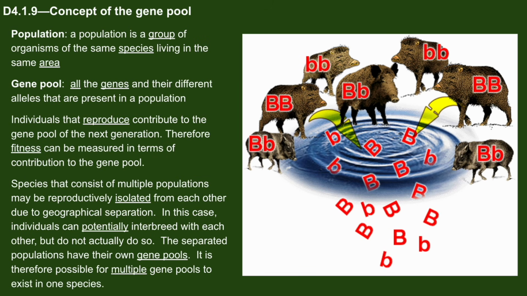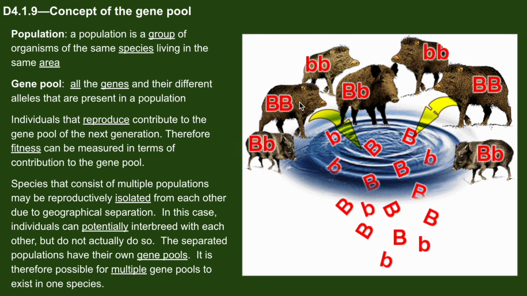So next up, the concept of the gene pool. First up, you should be able to define a population. A population is a group of organisms of the same species living in the same area. A gene pool is then all of the genes and their different alleles that are present in a population.